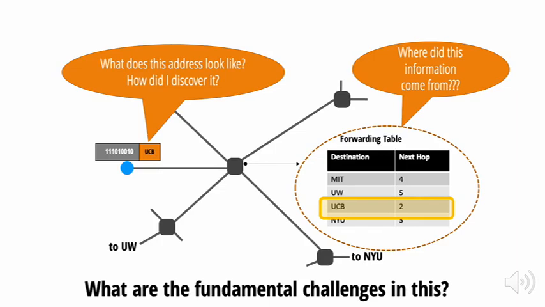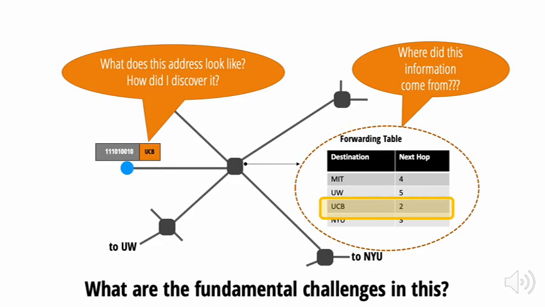Exactly. Where did this table come from? I just magically said I have a forwarding table. How did I get it? And importantly, how do I maintain it as links come and go? Yep. I'm looking for one more. Yeah? Loops as I was forwarding. How do I know that these rules actually take me to the destination? Yes. Valid, not the one I was looking for, but still correct.